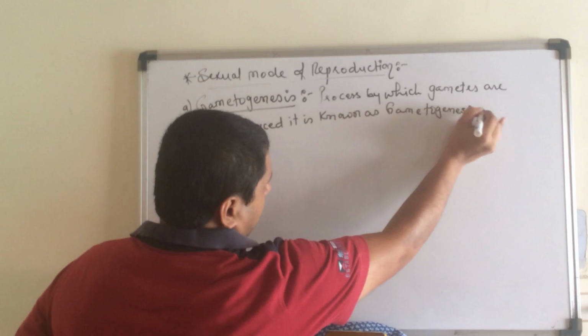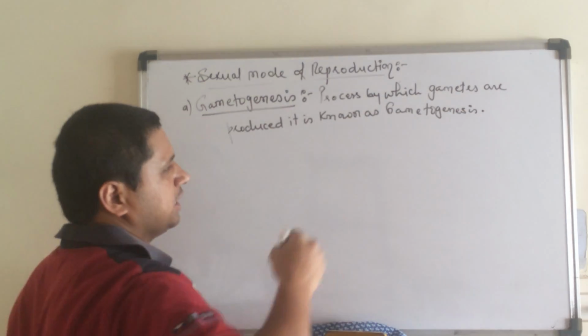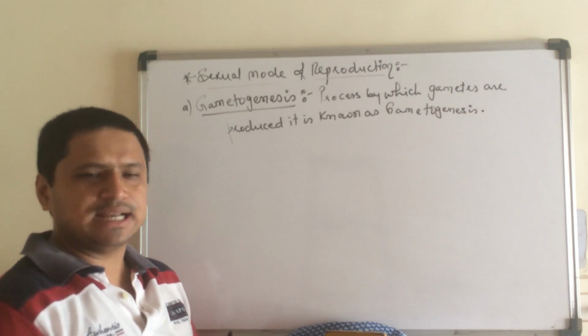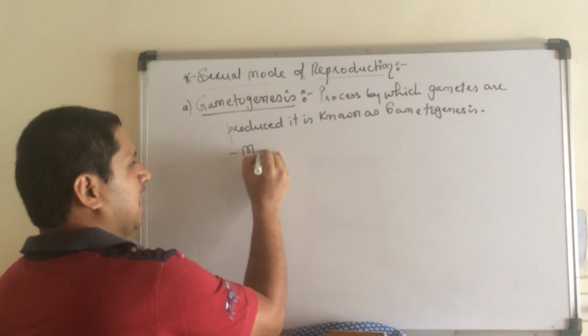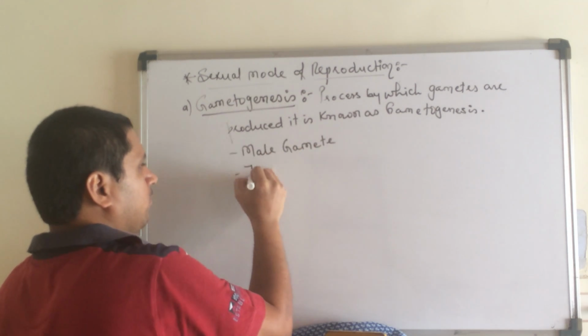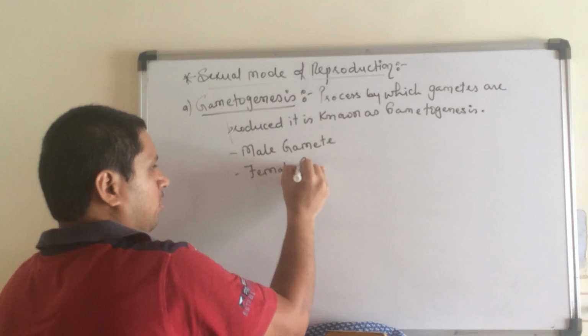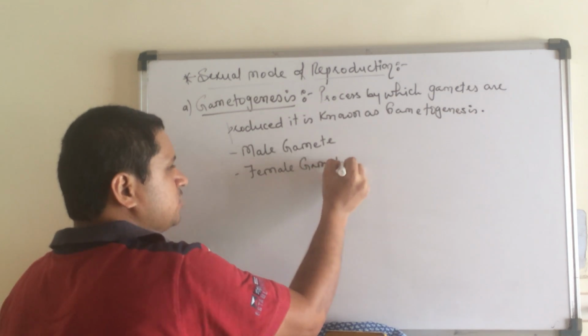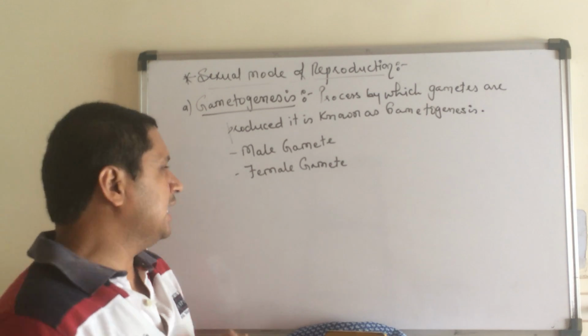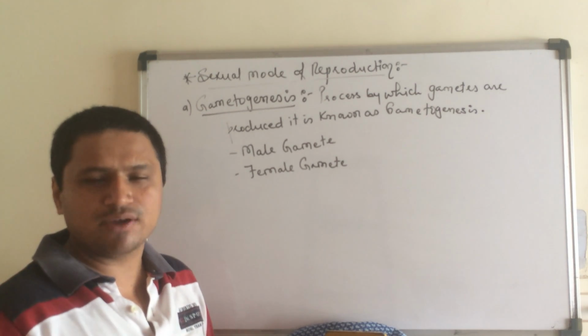Now, if we talk about the gametes, mainly the gametes are of two types, that is the male gamete and the female gamete. The male gamete is generally known as the antherozoid or the sperm, and the female gamete is the ovum or the egg, we can say.